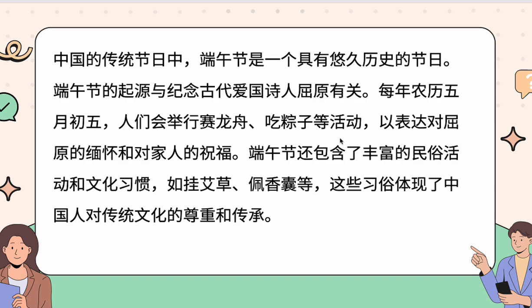吃粽子, eat 粽子, 等 is etc. 活动, activities. 以表达, in order to express, 对屈原的缅怀, remembrance of 屈原, 和对家人的祝福, and blessings to the family.